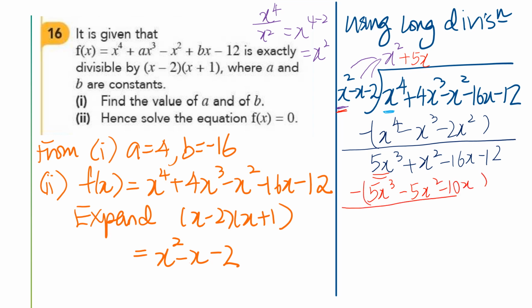All right, so you take the old dividend minus away 5x cubed minus 5x squared minus 10x. Then you end up getting 6x squared minus 6x minus 12. Right, so taking your new dividend again, 6x squared divided by x squared will give you positive 6.